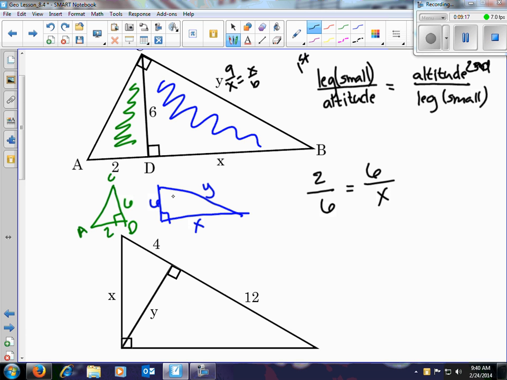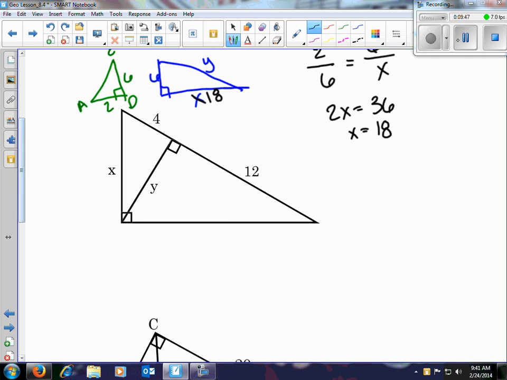So now I have to cross multiply. So I have 2x is equal to 36, so my x is equal to 18. So right here is 18, and right here is 18. Now I can do one of two things. I can either use the Pythagorean theorem to solve for y, which is probably your best bet, or I could set up another proportion. I would prefer to set up the Pythagorean theorem because I'm really good at that. So let's look at the next one.